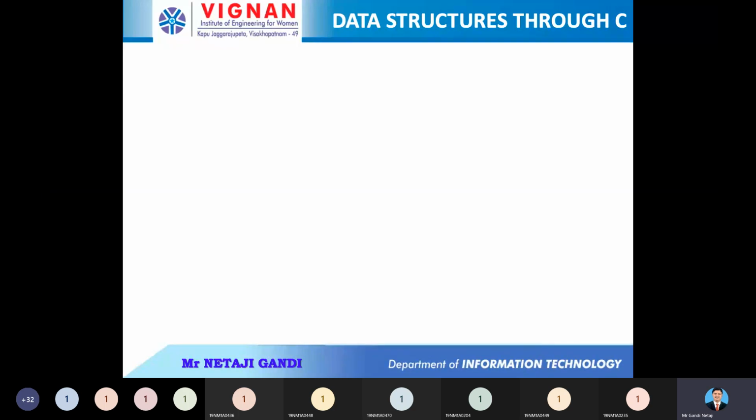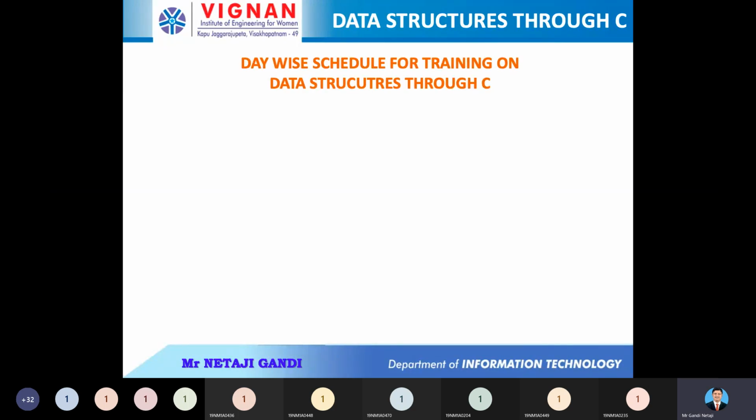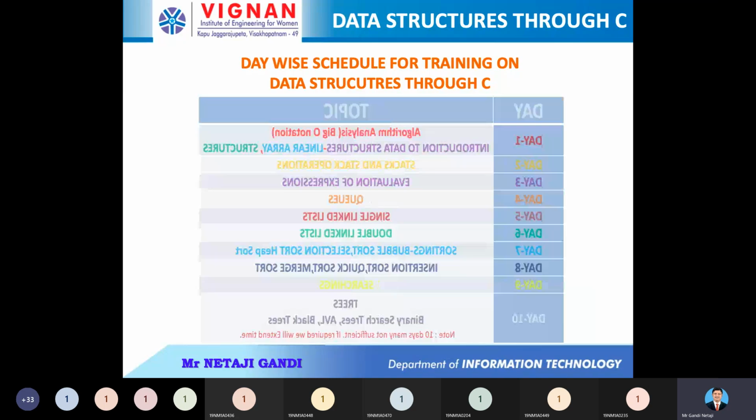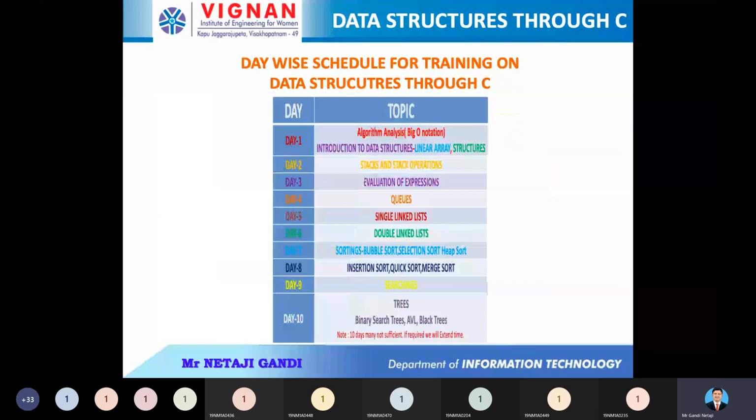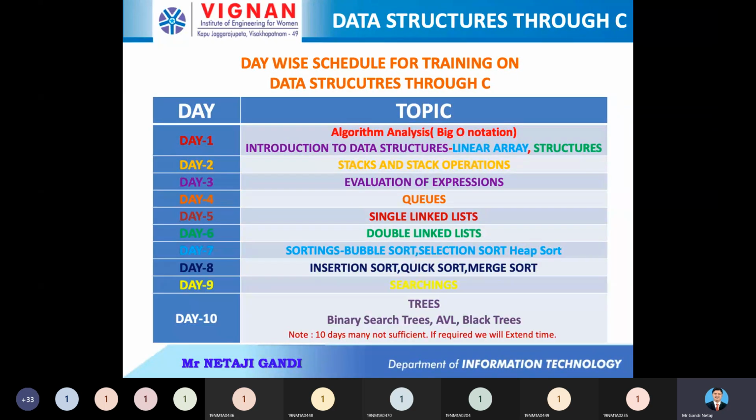So already the training is a 10 days program. The training is data structures through C++. Now, what are the topics covered in this 10 days section? First of all, what is meant by an algorithm. So the day one section is completely basic concepts. If you know the C language, it is easy to understand the day one concepts. I think all of you are already familiar with C language, so that's why the day one part is very easy to understand.